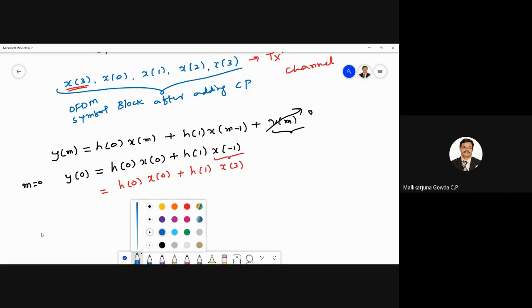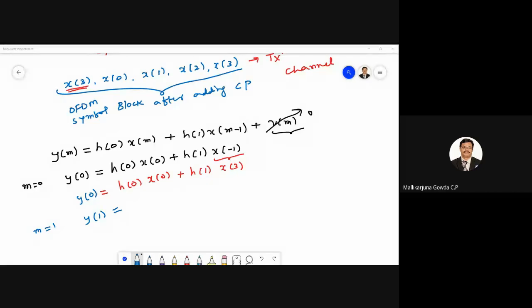Similarly, when m is 1. So when m is 1, can any other student say what I can write? Yes, any other student, when m is 1. Yes, quickly. See, now has responded. Similar to that, what about Vidhu? Vidhu, can you say what I can write for m equal to 1? Vidhu is there. Yes, Sonali, can you say? Sonali.